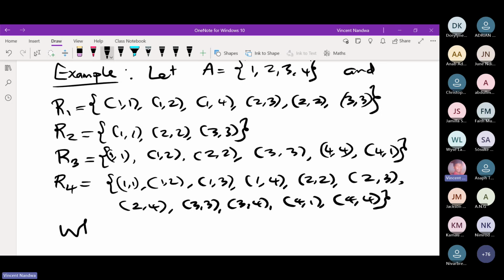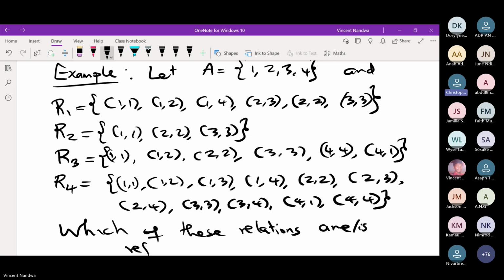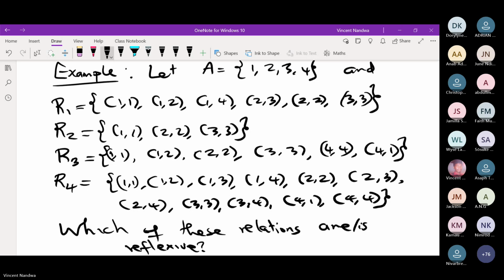So which of these relations are or is reflexive? I want to give you 1 minute or 2 minutes. Write them, and then from the definition, I want us to discuss which of these relations are reflexive.